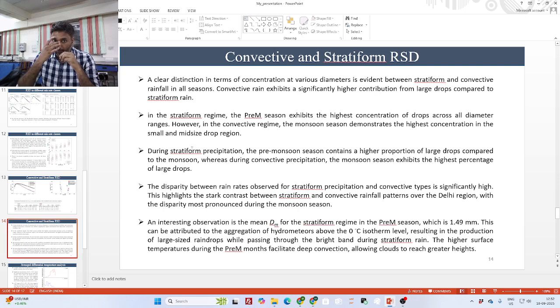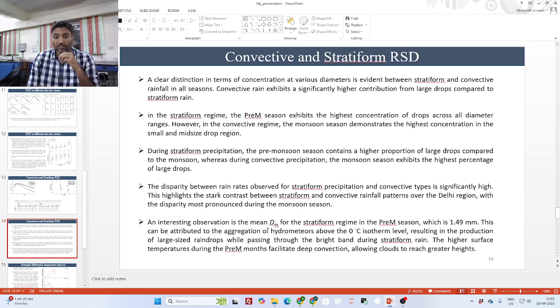Also in the stratiform region, the pre-monsoon season exhibits the highest concentration of drops across all diameter ranges. But in convective, the monsoon season demonstrates the highest concentration in small and mid-size drops. So the pre-monsoon rainfall is the most intense in the stratiform region, but in the convective region, the monsoon rainfall is most intense. During stratiform rain, the pre-monsoon season contains a higher proportion of large drops compared to monsoon, but during convective, monsoon exhibits a higher percentage of large drops. So convective rainfall during monsoon is very intense, and stratiform rainfall during pre-monsoon is very intense over Delhi.